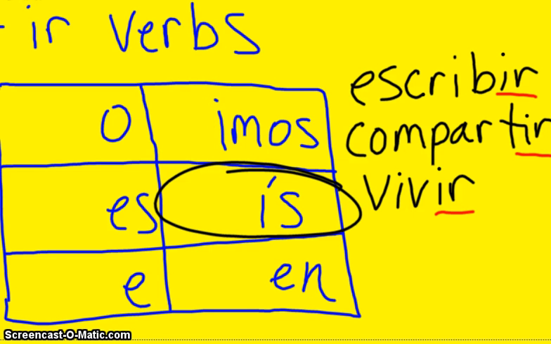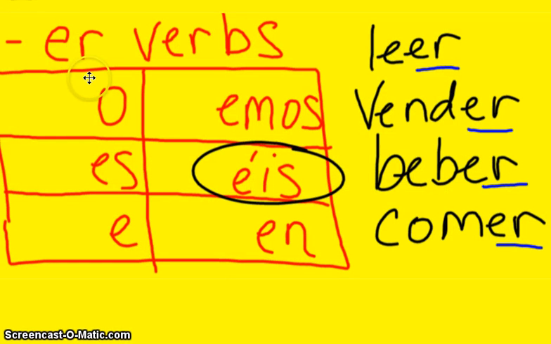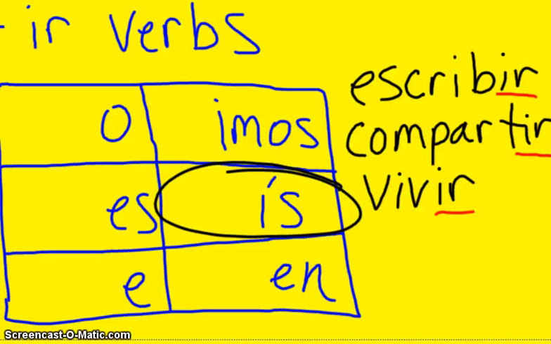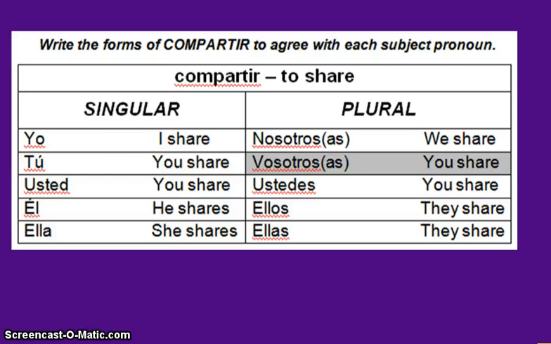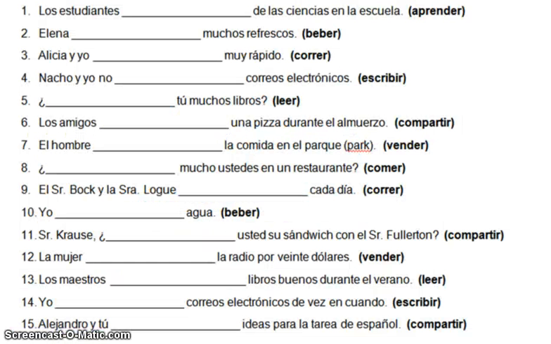So as you can see, ER and IR verbs are very, very similar. That's why we're learning them as one. We're learning them in the same lesson. Okay, here again is the chart for IR verbs. Remember to have conjugated compartir.